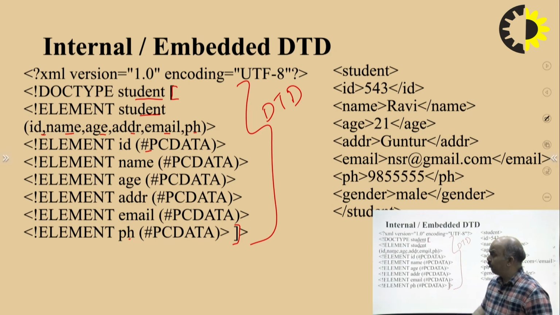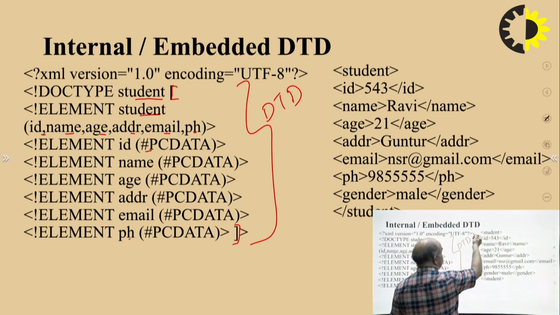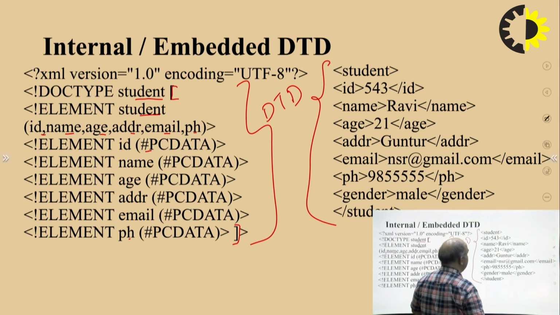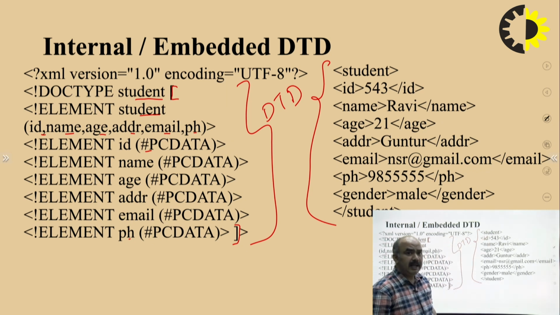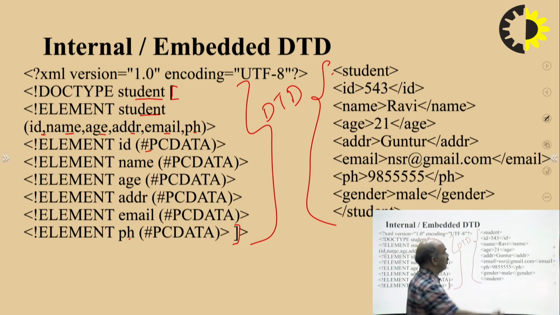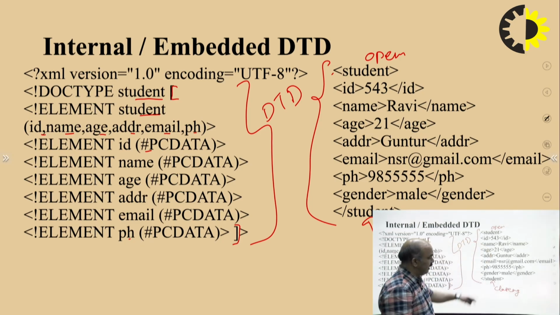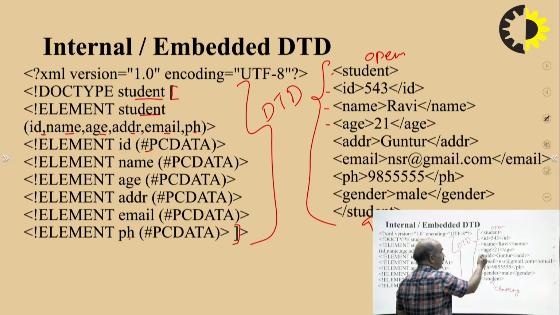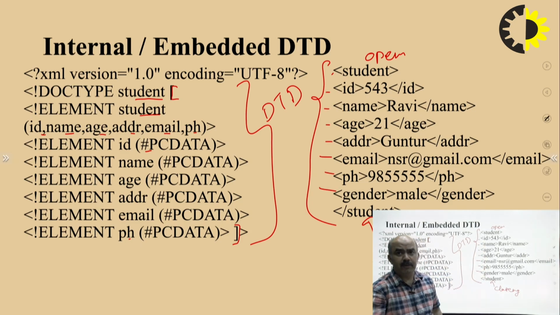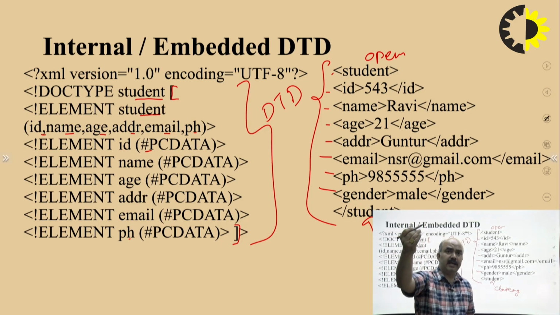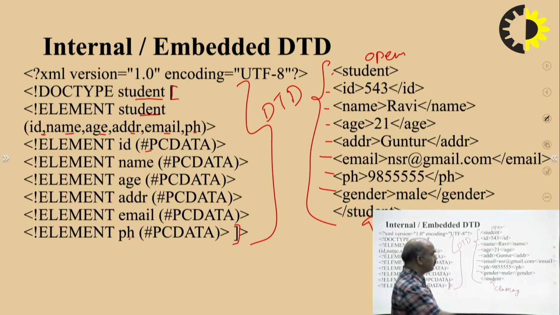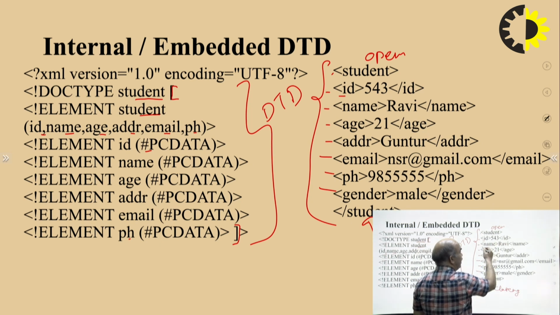Now we have to write the XML data. This is the XML part in which we write student, and this is your opening tag and this is your closing tag. Between them, as the student is your root node, these are the sub-nodes. The student is the parent and these are the child nodes. ID within the opening and closing, name opening, closing, age, opening, closing, and so on.